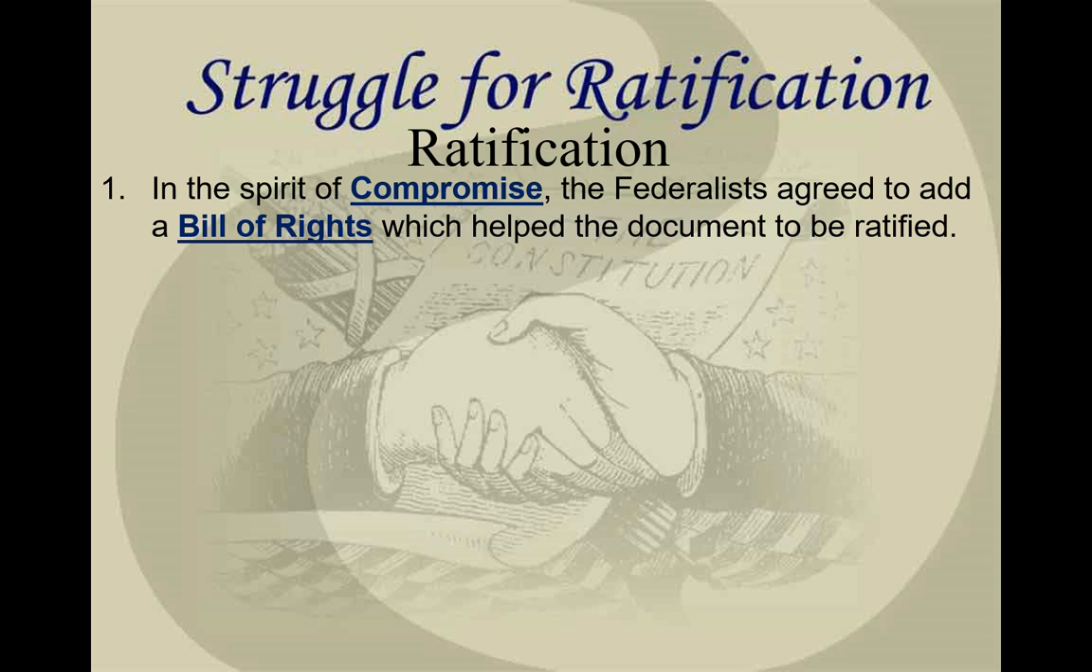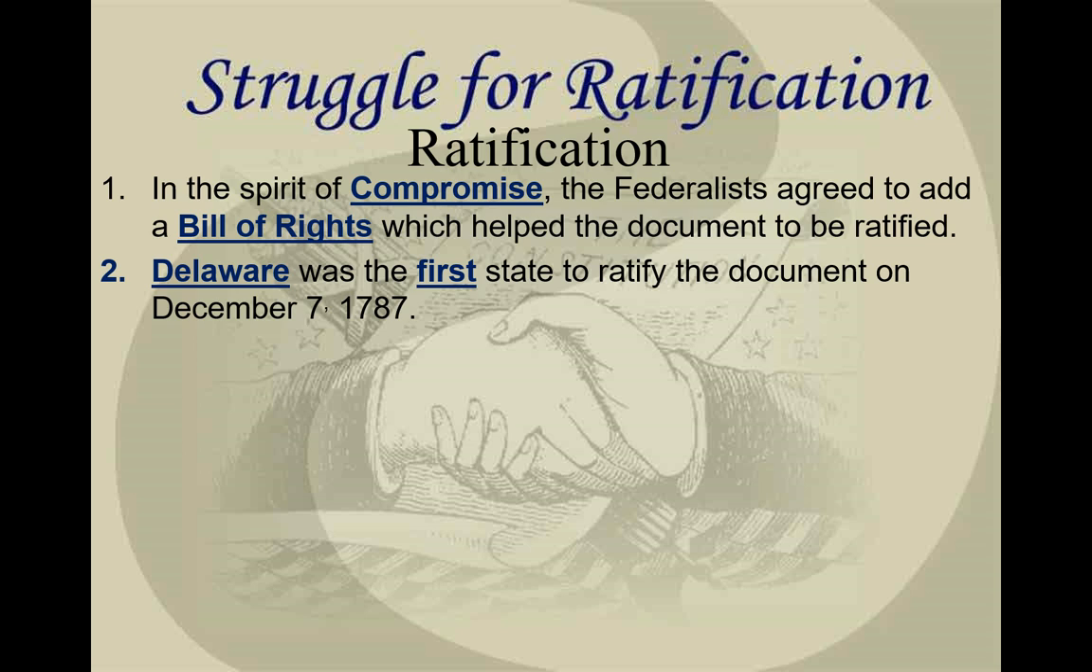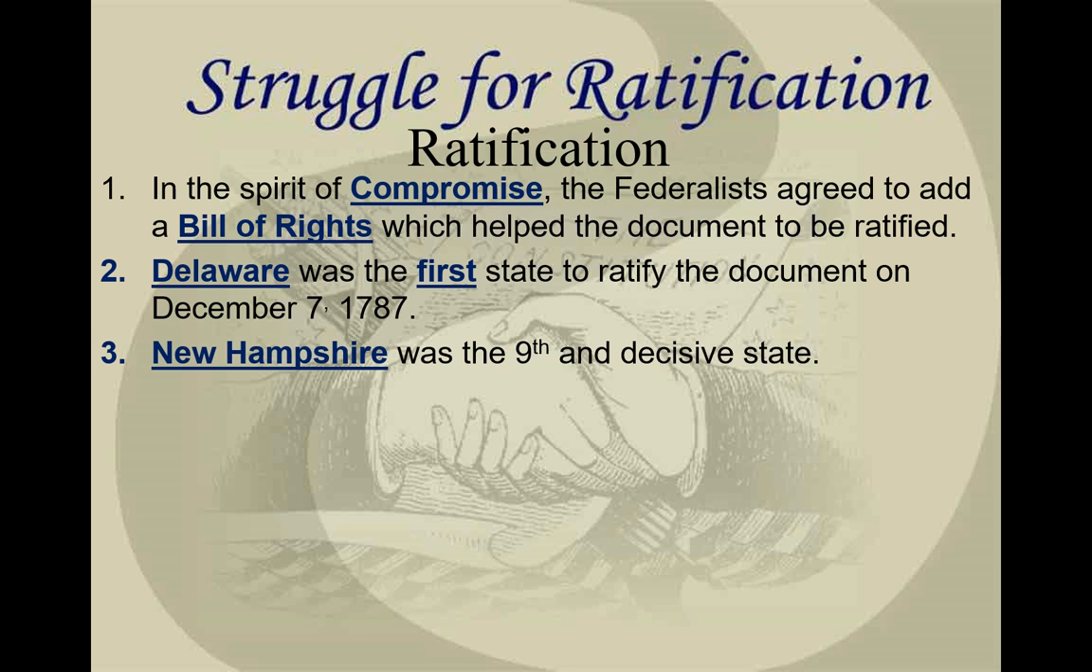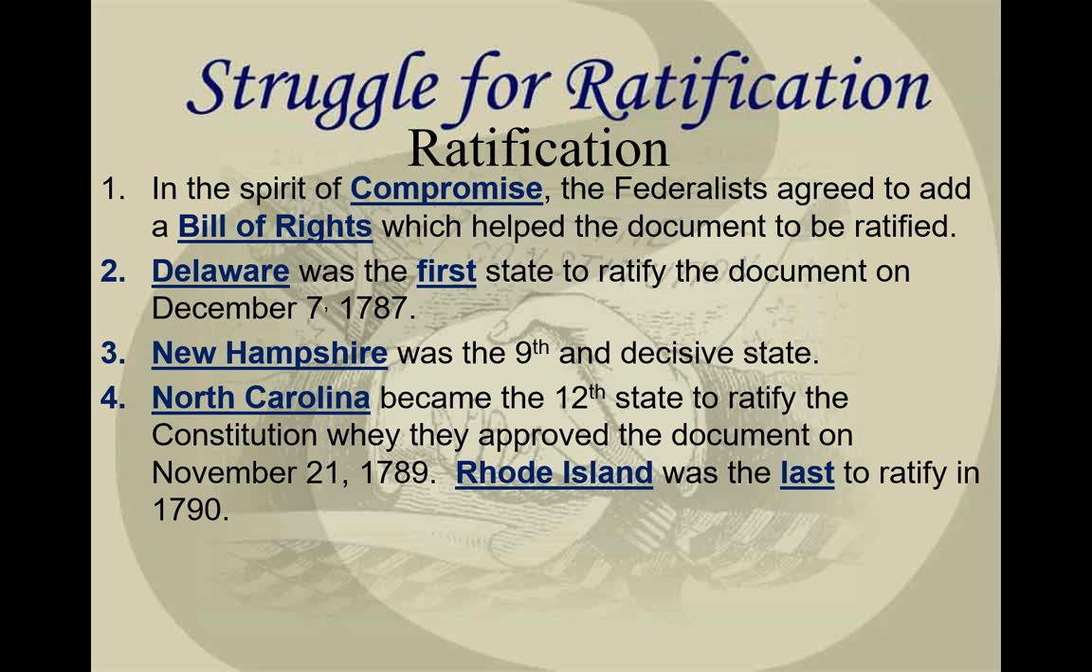Well, in the spirit of compromise, which we know happened a lot, especially when you think about the Great Compromise and the Three-Fifths Compromise, the Federalists agreed to add a Bill of Rights to help the document be ratified. Delaware was the first state to ratify the document on December 7th of 1787. New Hampshire was the 9th and the decisive one. Remember, you need 9 out of the 13 in order for it to be ratified. So once New Hampshire signed, we were good to go.